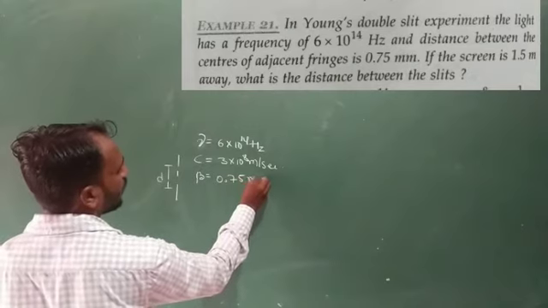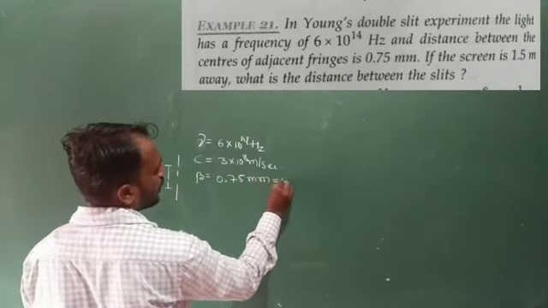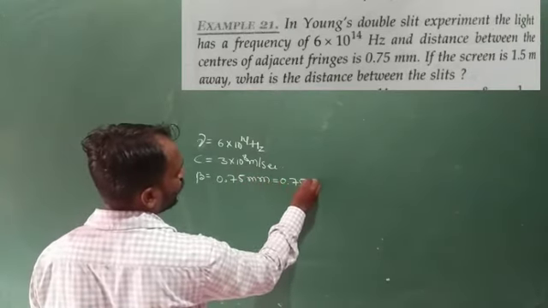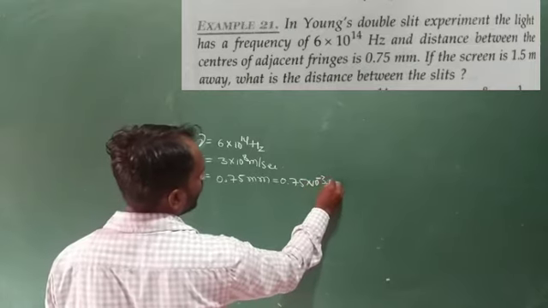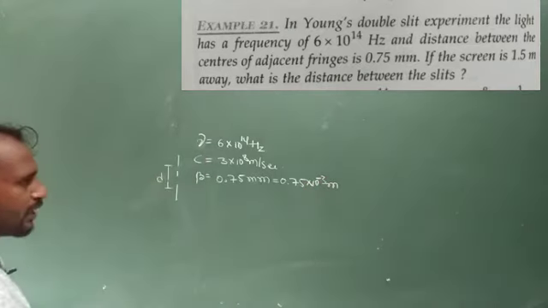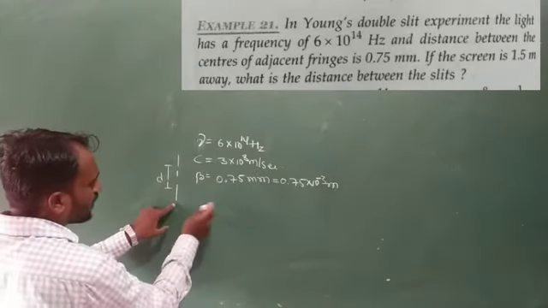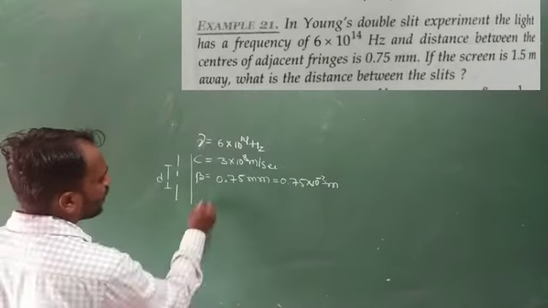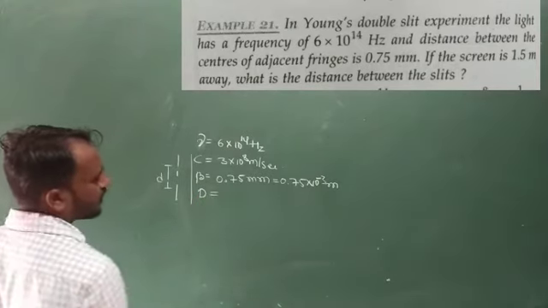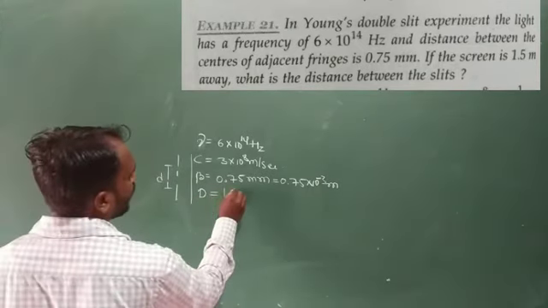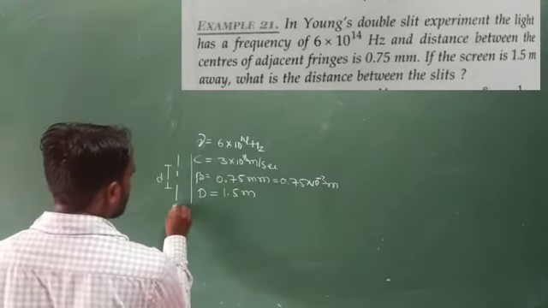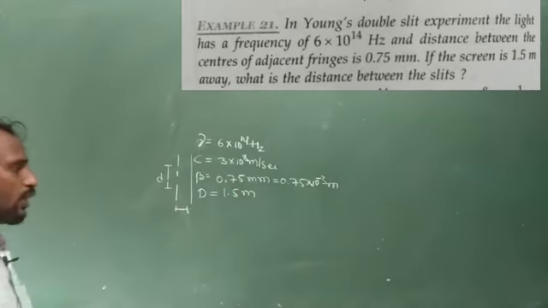0.75 millimeter means 0.75 into 10 power minus 3 meter. So this one is the fringe width. Next one: the distance between the slit and the screen. That is capital D, which is equal to 1.5 meter. So this is D, it means 1.5 meter.